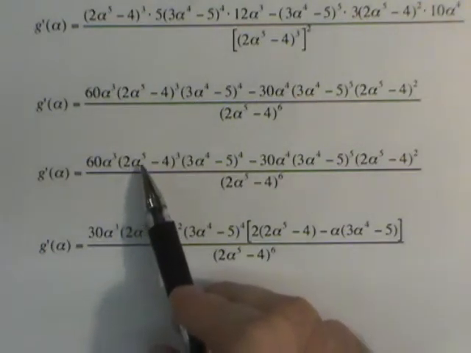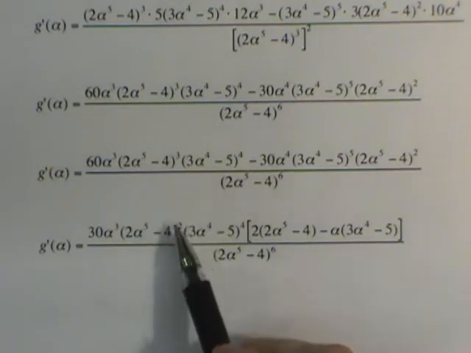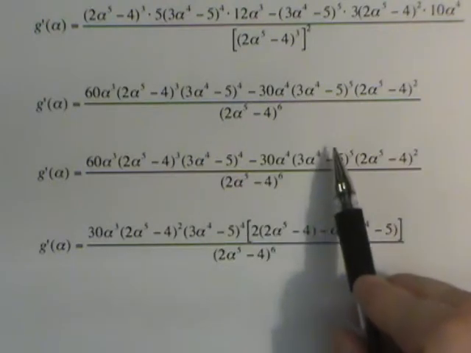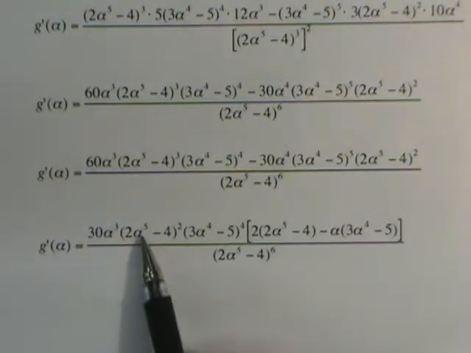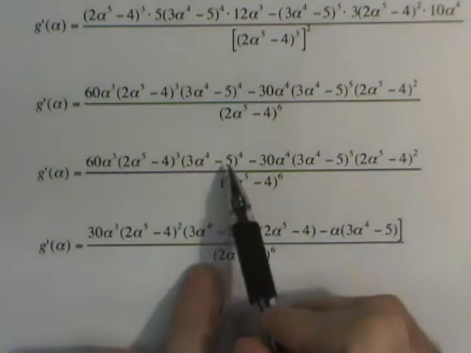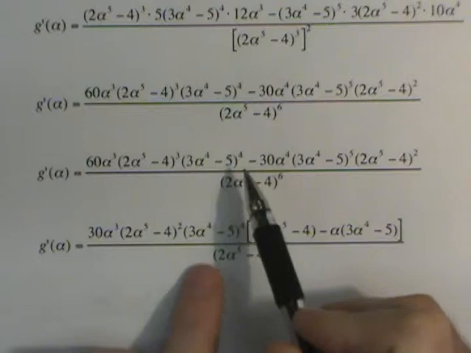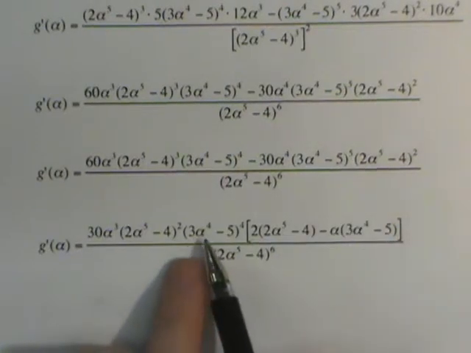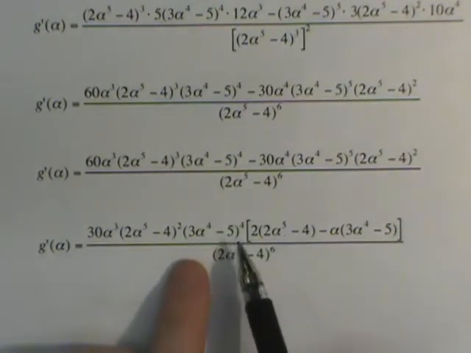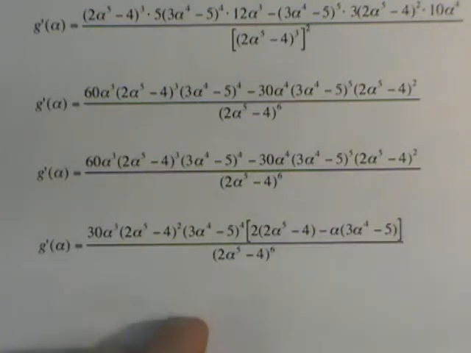I have 2a to the 5th minus 4 raised to the 2nd. Here it's the 3rd, here it's the 2nd. So I pulled out that parenthesis raised to the 2nd. In a similar way, I have this parenthesis and this parenthesis, this 3 alpha to the 4th minus 5 raised to the 4th and raised to the 5th. So I can pull that parenthesis out, factor it out, raised to the 4th.